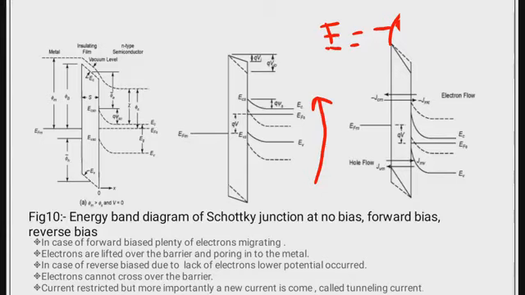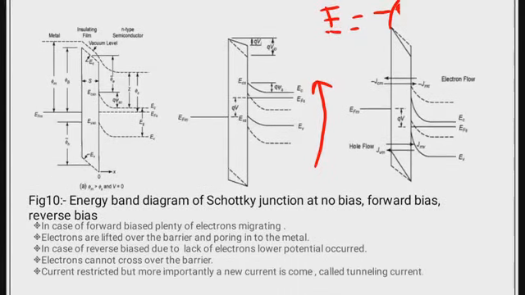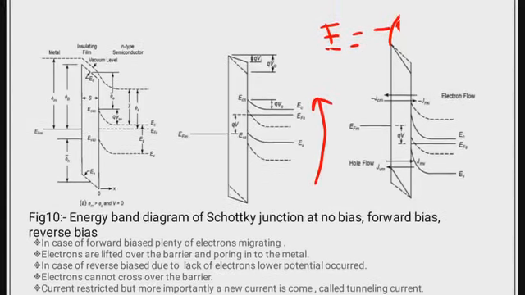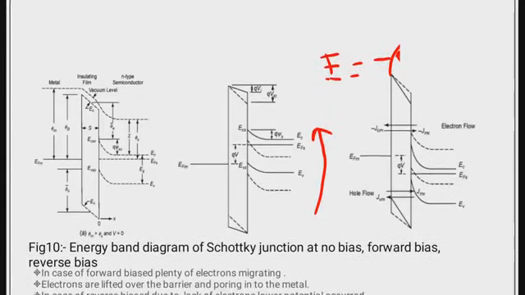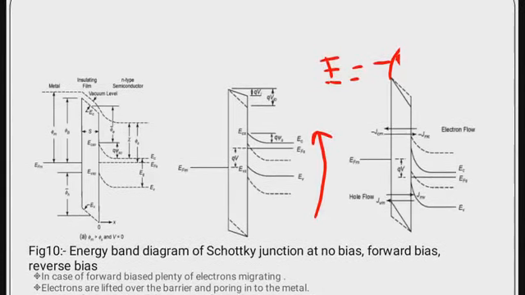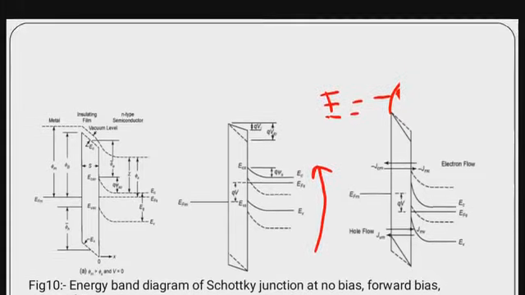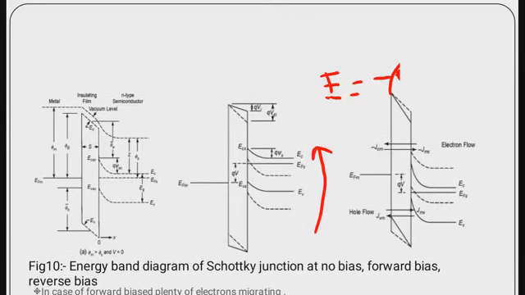Then electron A tunnels through the barrier. This is the barrier. The electron A tunnels through this barrier from the N side to the P side, that means semiconductor side to metal side. And due to this tunneling, a current will be generated, and this current is called the tunneling current.